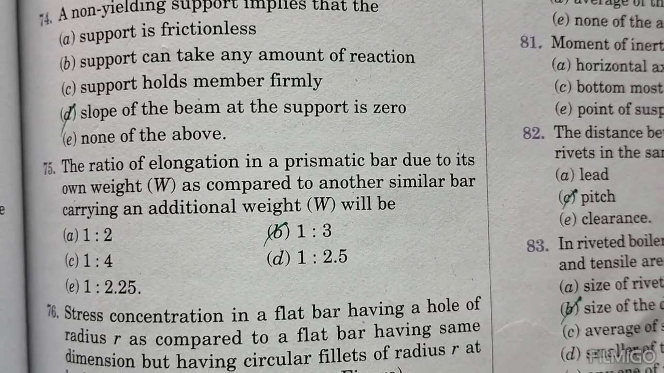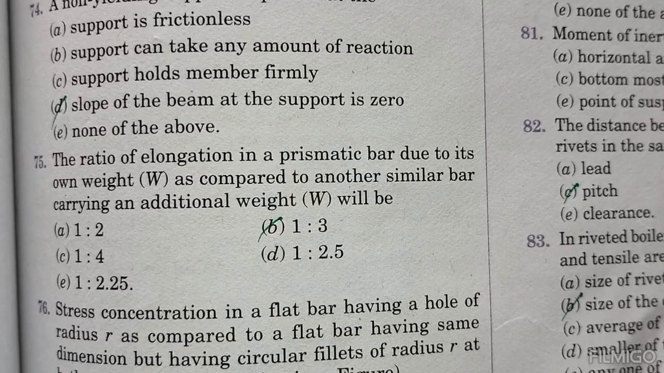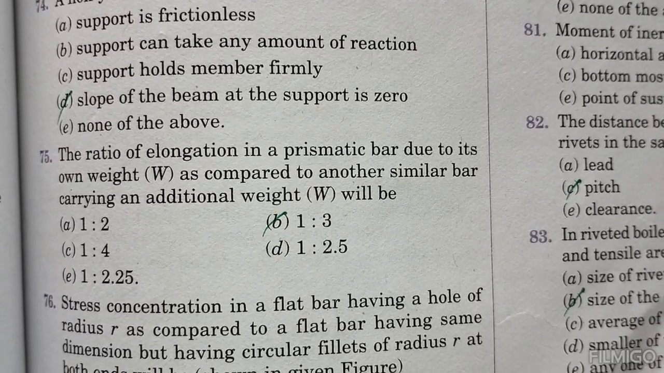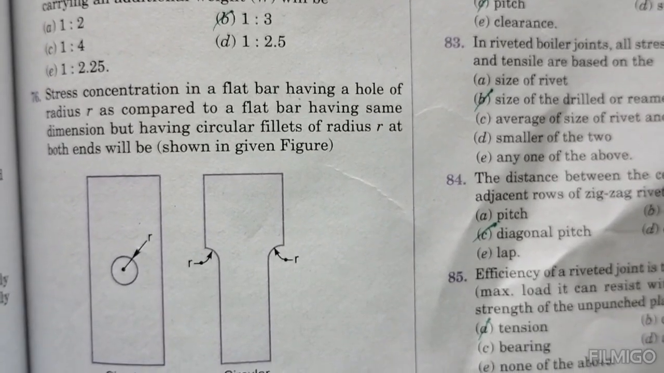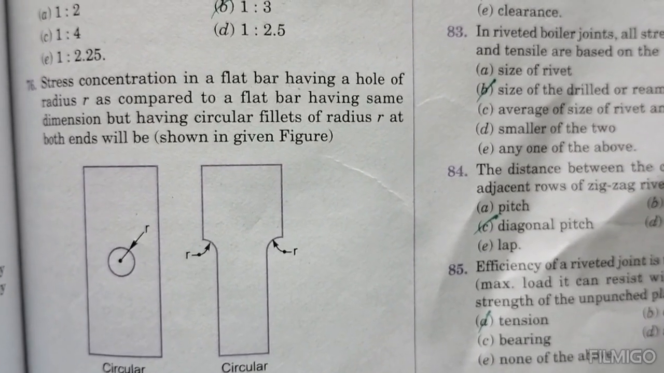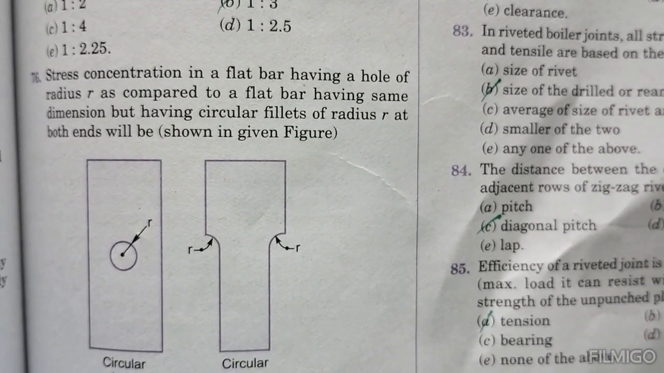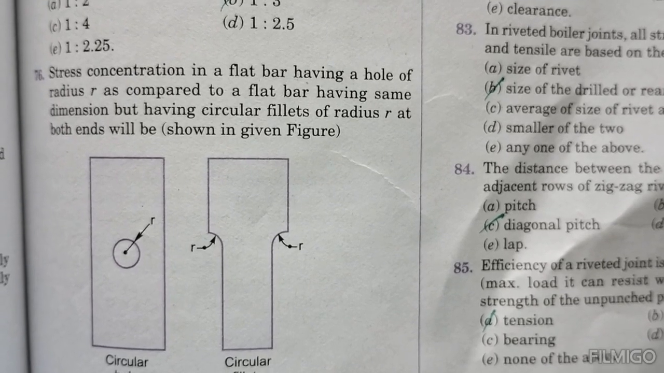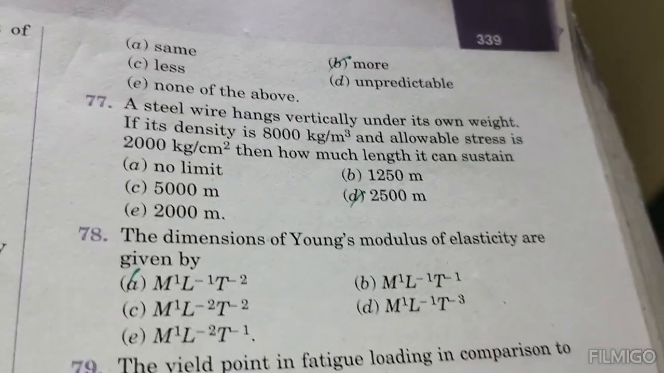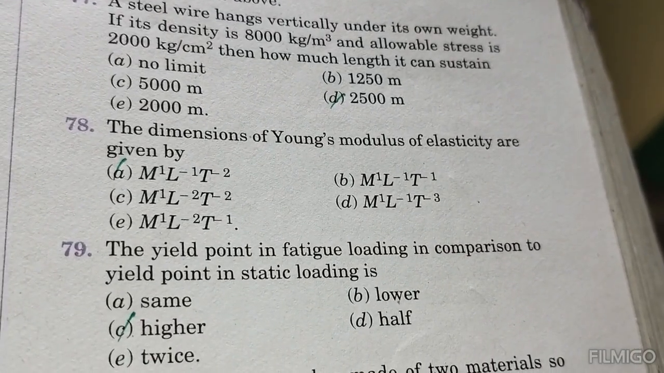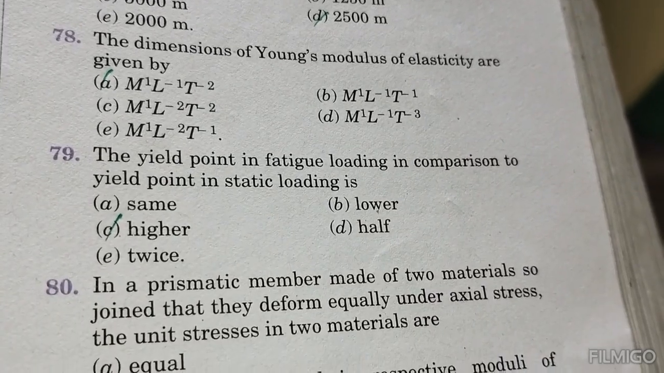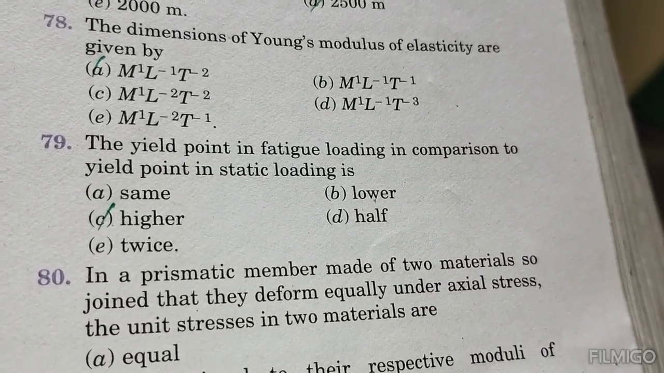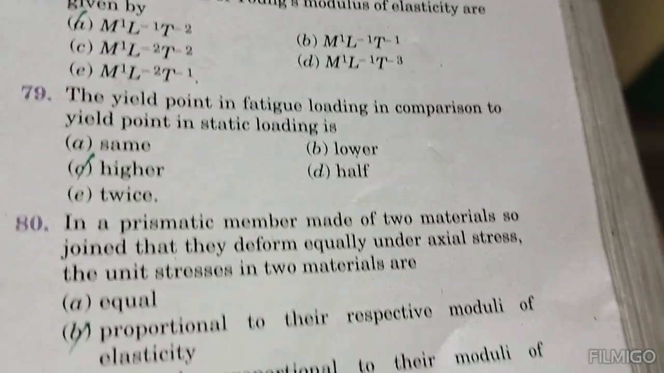The ratio of elongation of a prismatic bar due to its own weight, compared to another similar bar carrying an additional weight, will be 1:3. Stress concentration in a flat bar having a hole of radius, compared to a flat bar of the same dimensions but having circular fillets of radius at both ends, will be more. The dimensions of Young's modulus of elasticity are given by M L minus 1 T minus 2. The yield point in frictional loading as compression yield point in static loading is higher.